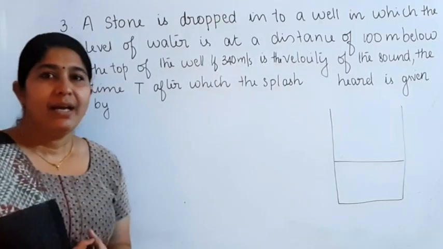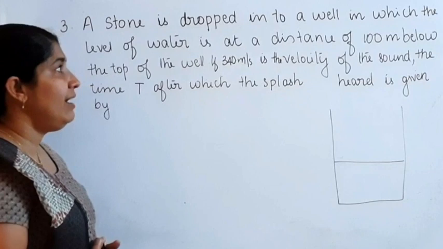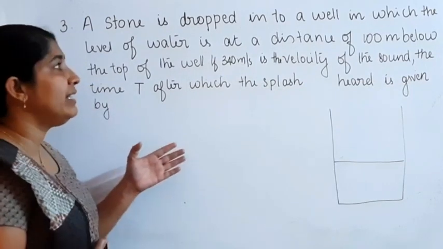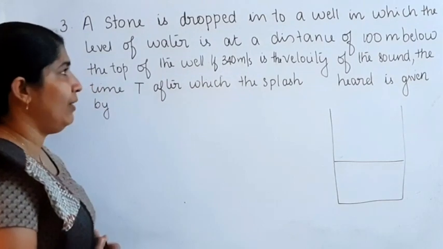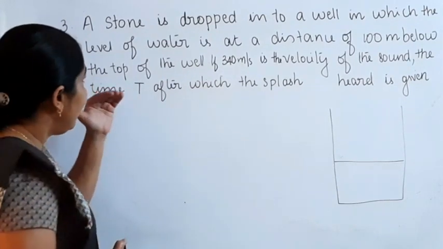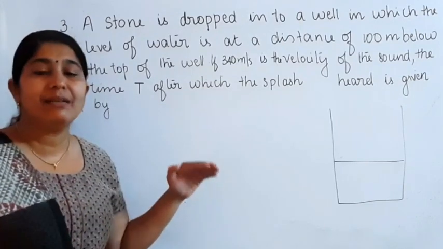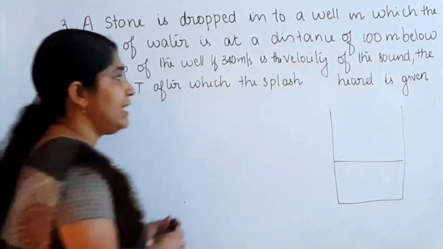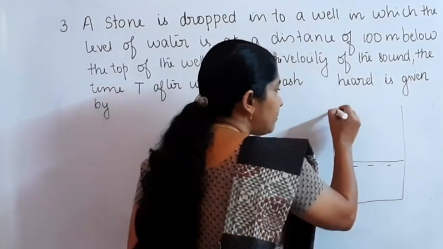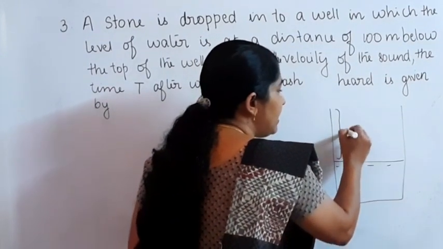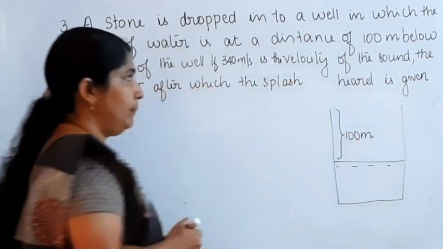Our third question: a stone is dropped into a well in which the level of water is at a distance of 100 meter below the top of the well. That is, this is the top of the well and this is the water level. This water level is 100 meter below the top of the well.